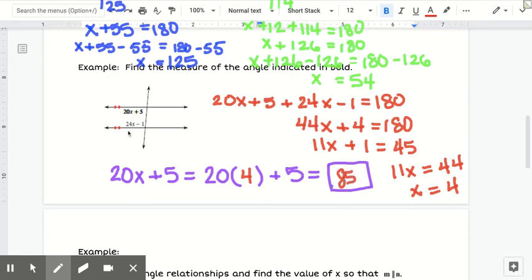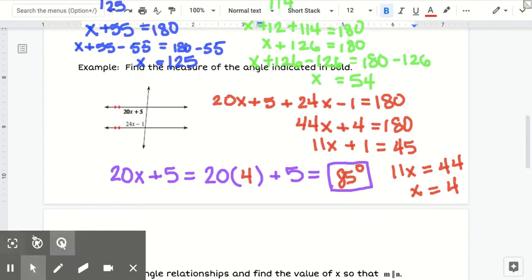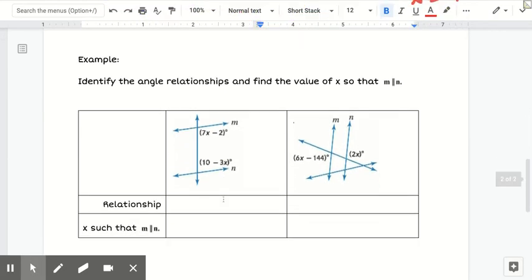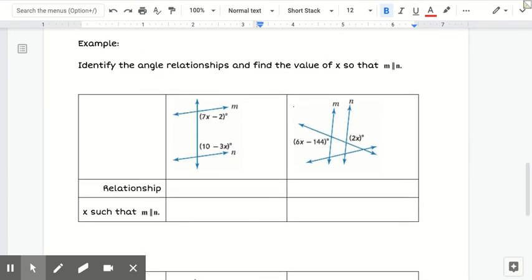Okay, now on this one, in the picture, they did not have a degree symbol on the end of this, and I'm not just finding x, so I'm actually finding the measure of the angle. So I would need to put the degree symbol on this one. All right, hopefully you're getting really comfortable with these properties now.